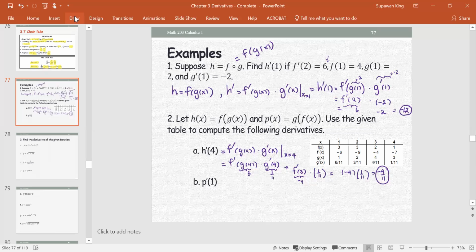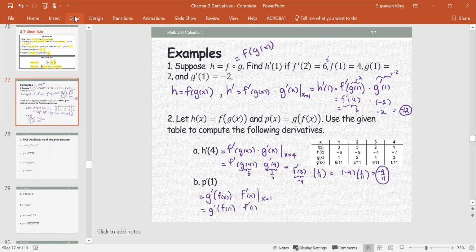Part B, p prime at 1. Function p is the function g composed with the function f. So the derivative of p is the derivative of g as an outer function, g prime with the input f, multiplied by the derivative of the inner function. Evaluate at x equals 1. Replace x with 1. So g prime of f at 1 multiplied by f prime at 1.